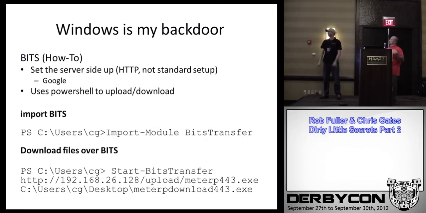So basically, you have to set up a BITS server. I think you can do it with Apache, but I know you can do it with IIS; every flavor of IIS has a plugin to do that. You then use PowerShell to do the actual uploading and downloading. So you import the BITS library, BITS transfer, and then you can basically Start-BitsTransfer, the remote address and file that I want to get, and then where I want to put it on the local host. Pretty easy. Anybody used this yet to get stuff in?